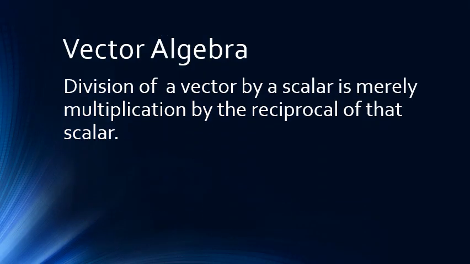Then, division is just a multiplication, but we multiply by the reciprocal of that scalar. For example, 3 divided by 2 is just equal to 3 times the reciprocal of 2, which is 1/2. So it's just like multiplication, but what we multiply by is the reciprocal of the scalar. That is division.